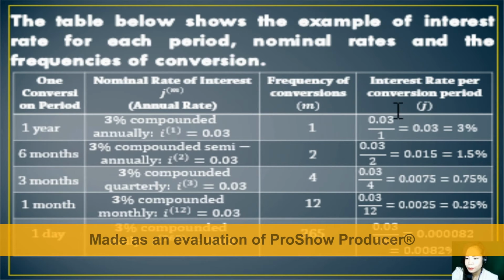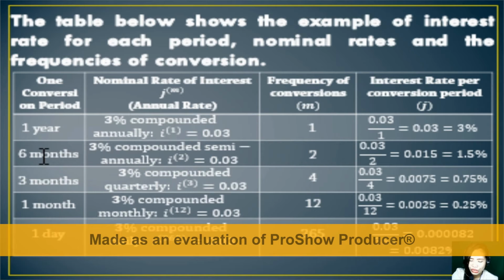The interest rate per conversion period is calculated through the nominal rate divided by the frequency of conversion. So here, 0.03 divided by 1, that is just 0.03. If you are going to convert that one in percentage form, you will just simply multiply by 100%. The answer is 3%.